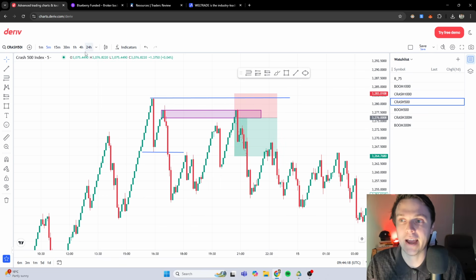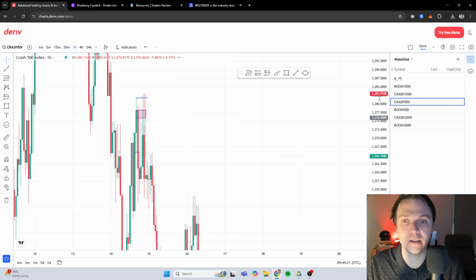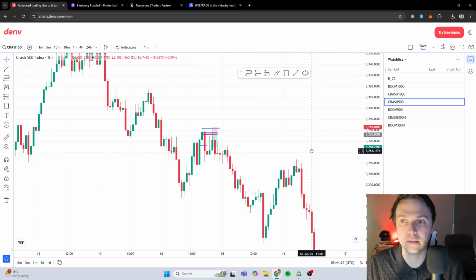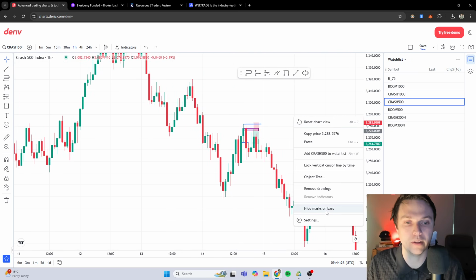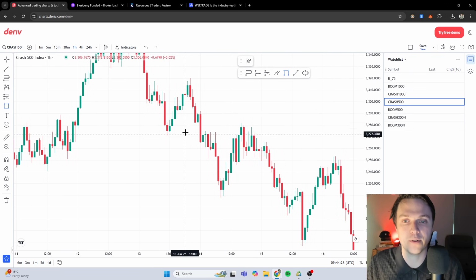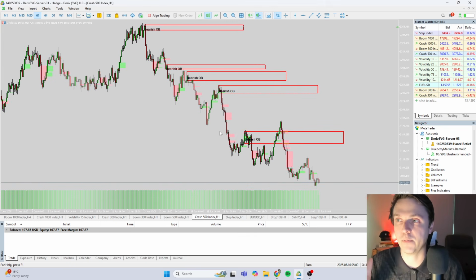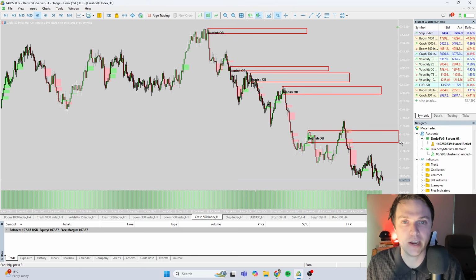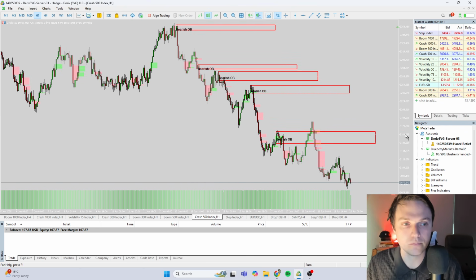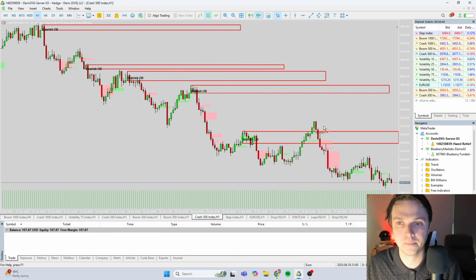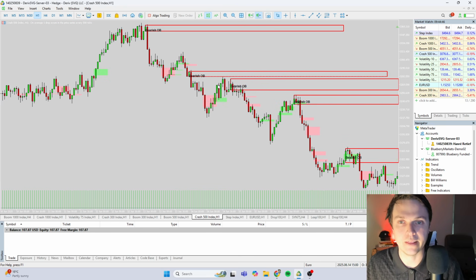Okay, so now let's look at how the system caught it, because that's very important. Let's just quickly delete all these drawings. Okay, so now you remember this, we have the sell there. Now let's go to the system. Okay, so we are here on Crash 500 again, just where we caught that trade. Let's zoom in. And there you can see, it literally showed you the bearish order block. There it tapped onto that little bearish order block.